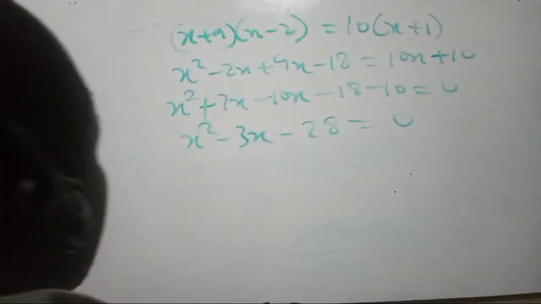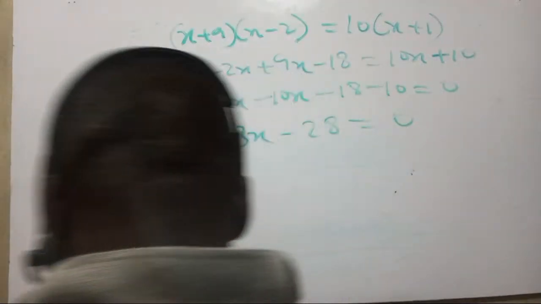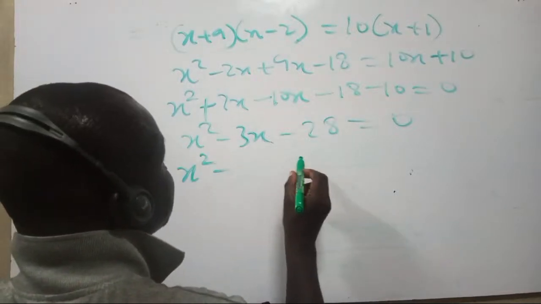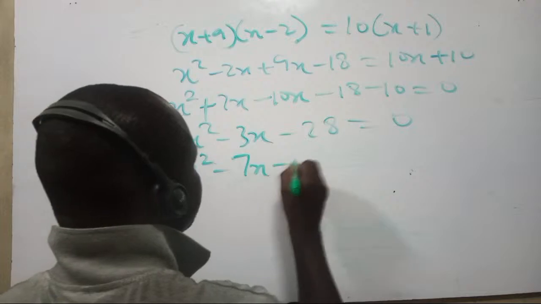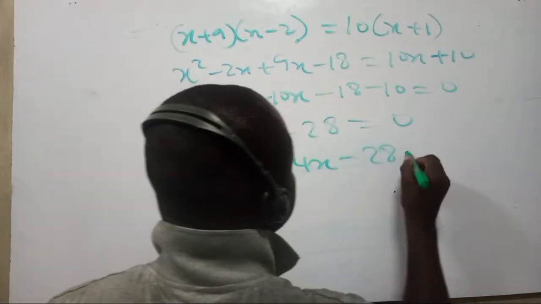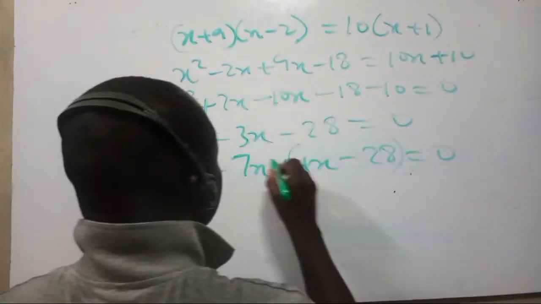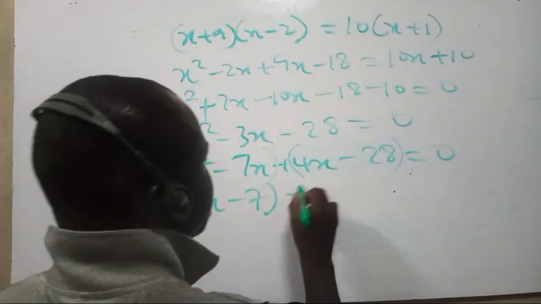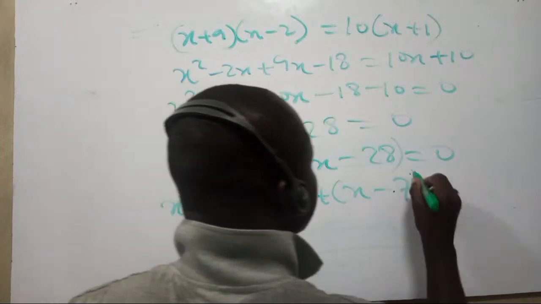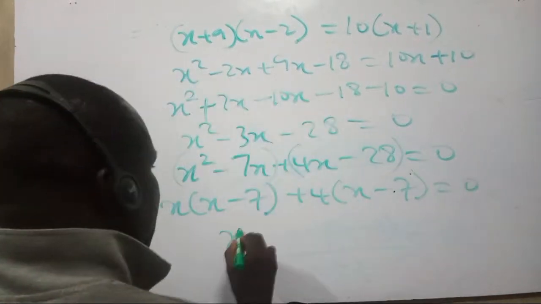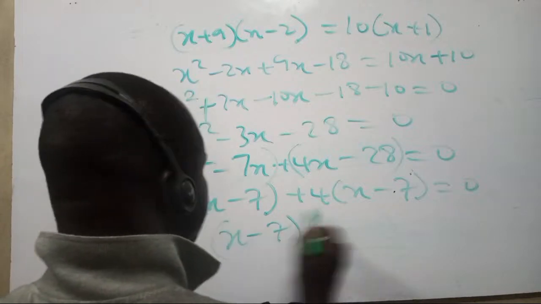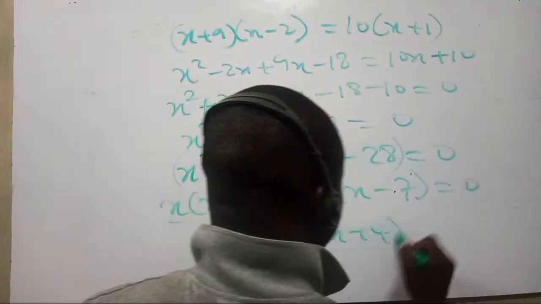So we have gotten our quadratic equation, and this quadratic equation can be simplified. We have minus 28, so I can express this as x squared minus 7x plus 4x minus 28 equal to 0, since 7 times 4 is 28. So we do the grouping. x is common here, we have x minus 7. Then plus 4 is common here, we have x minus 7. So we have (x minus 7) into bracket (x plus 4) equal to 0.